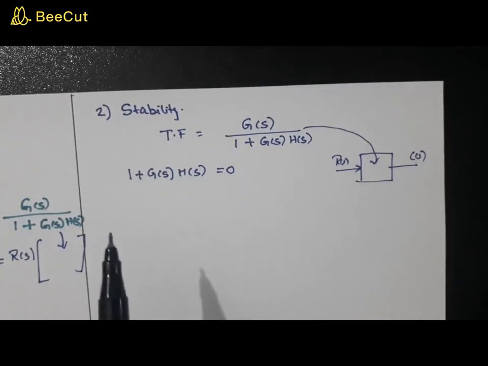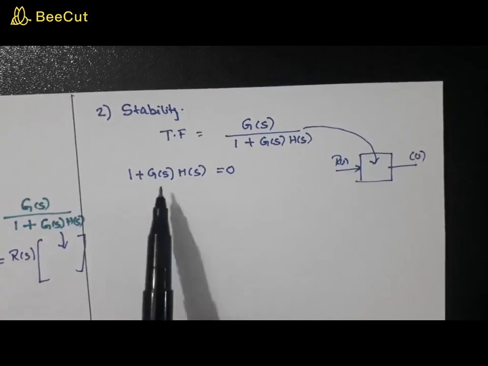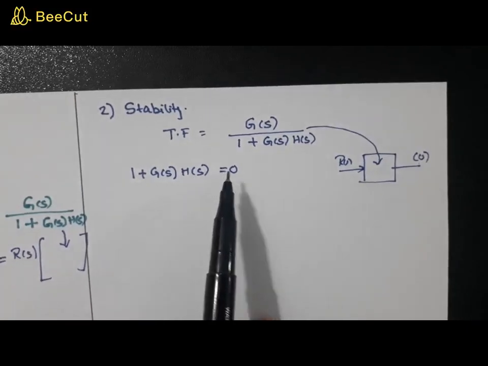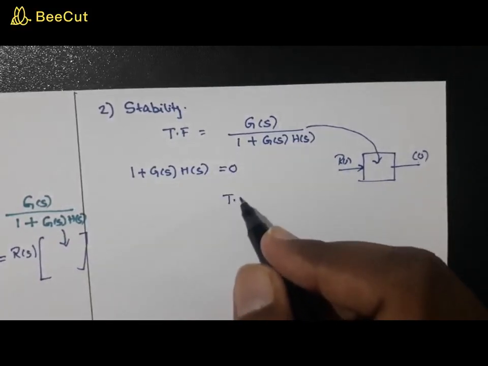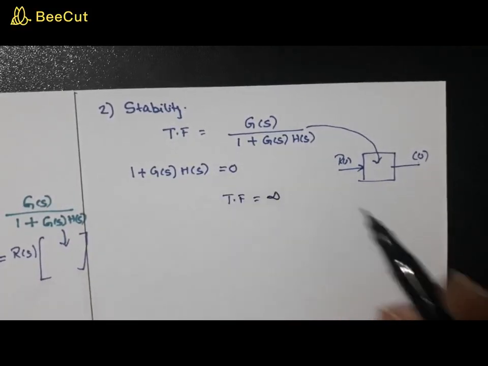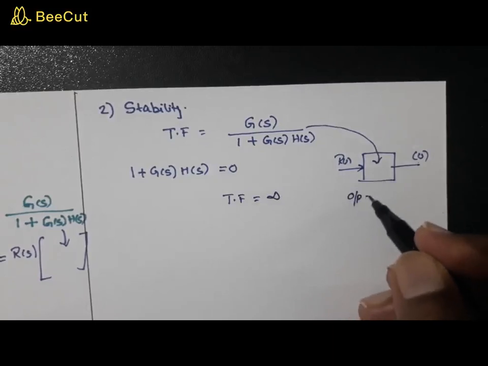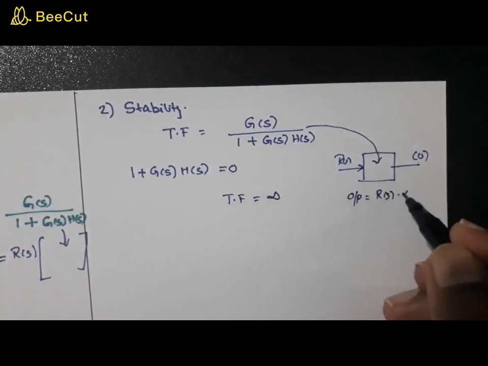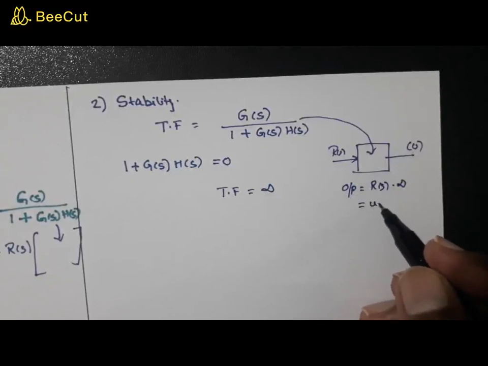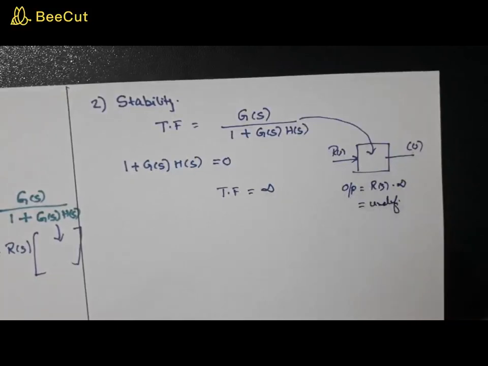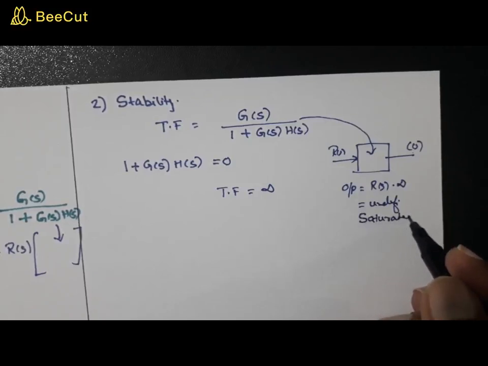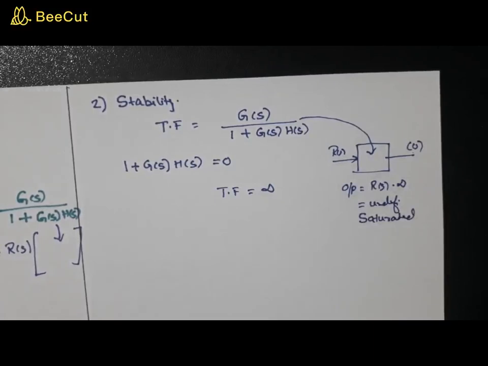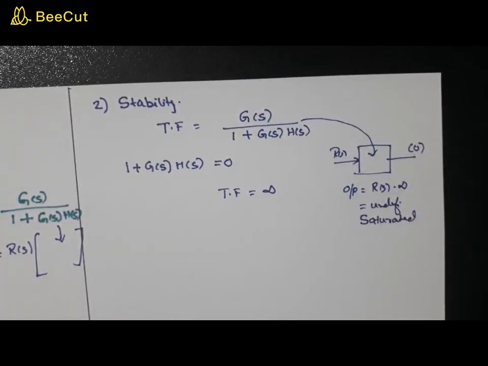Now, at a particular frequency, 1 plus GS can be 0, right? When 1 plus GS becomes 0, what will happen to the transfer function? Your transfer function becomes infinity. So what will be your output? Output will be R of S times an infinite value. So this is an undefined value, or you will say that the output gets saturated, right? So this is actually instability. This is instability, okay? Saturated.